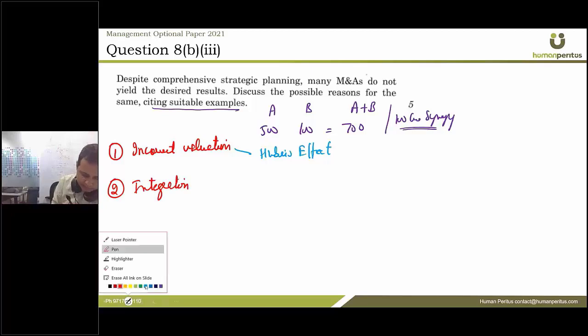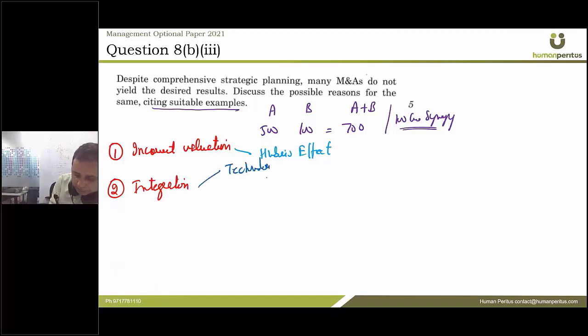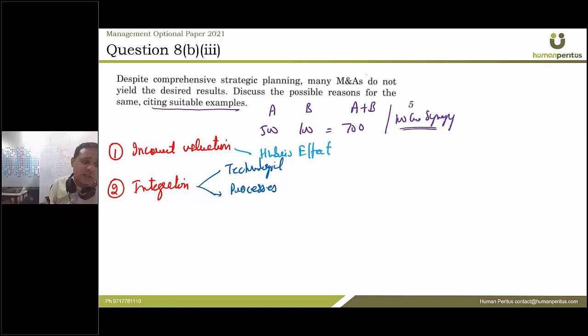The second reason is integration issues. So what are integration issues? Integrations can be on a technological level. Two companies have got different ERPs, how will integration take place, how will communication take place, and so on. So there are some technological issues which can disrupt everything. There can also be differences of processes, the way business is done between two companies. So this will create integration issues.